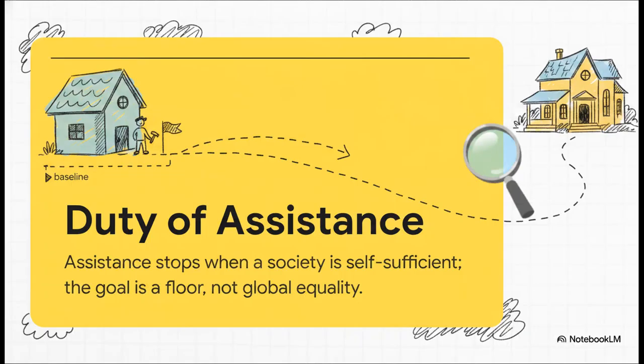Think of it like this. Imagine you're helping a neighbor rebuild their house after a really bad storm. Once their house is livable, secure, and they can finally manage on their own, well, your job is done. You don't stick around to make sure their house is exactly as luxurious as yours, right? The precise legal term for this is the duty of assistance. It's a strict baseline of self-sufficiency that is completely devoid of any mandate for ongoing global equality.